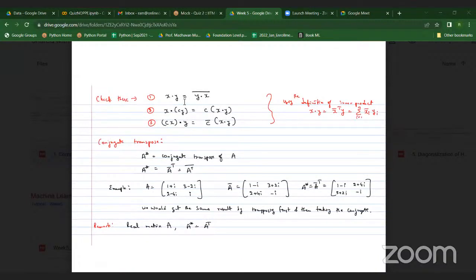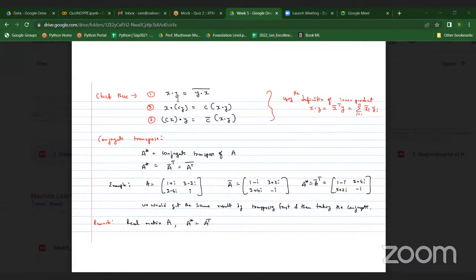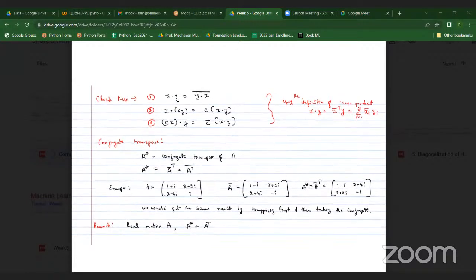All right. So basically, when I'm taking the inner product of a complex vector with itself, x dot x is going to be a real value. It won't consist of the imaginary part. So that's why x dot x is going to be equal to x dot x conjugate also.